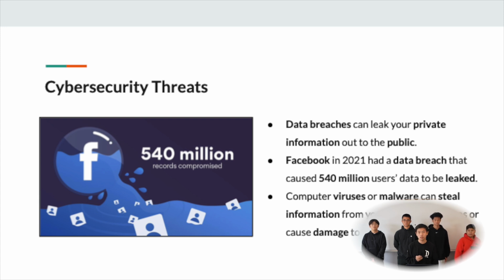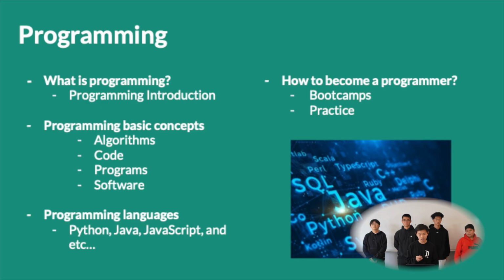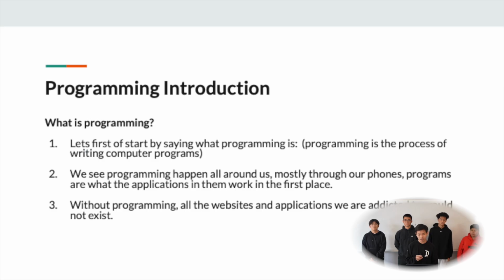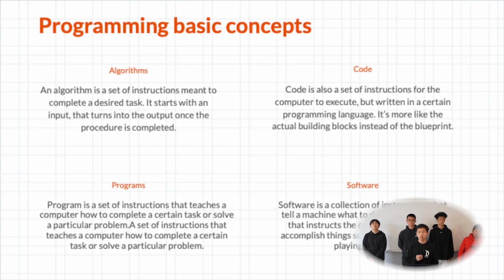Antiviruses are systems you can use to find and remove viruses. VPNs are virtual private networks that you can use to change your location or mask your IP online. Some cybersecurity threats are data breaches, viruses, and malware. For example, in 2021, Facebook had a huge data breach that caused 540 million users to lose their data.